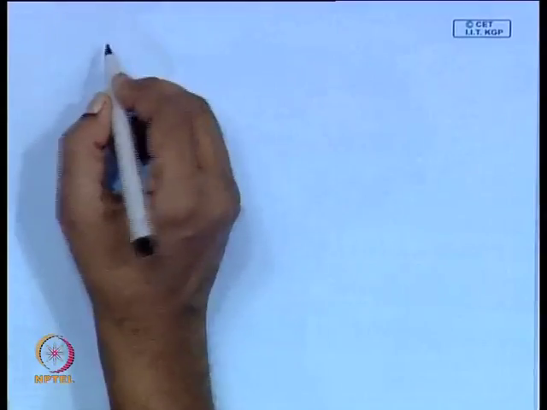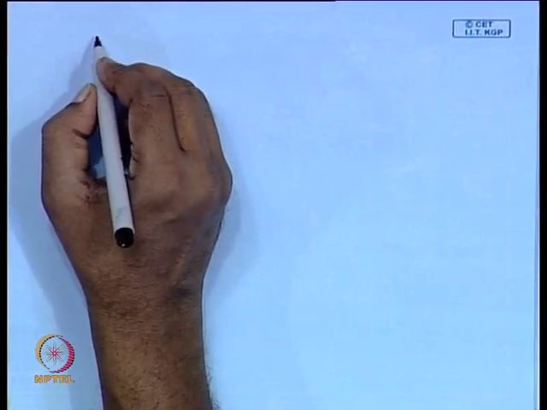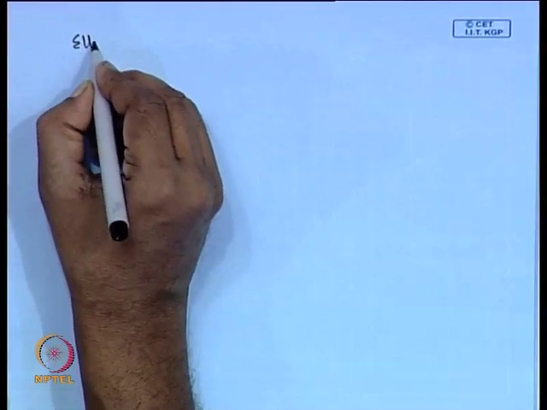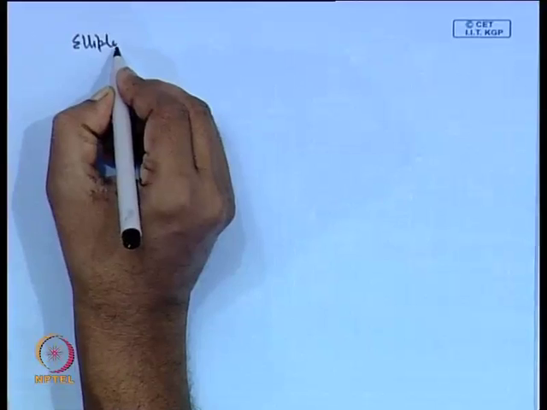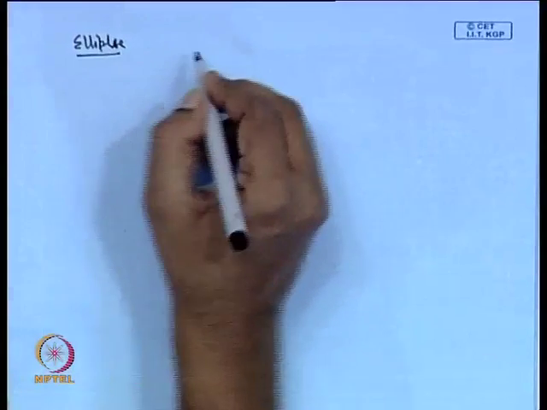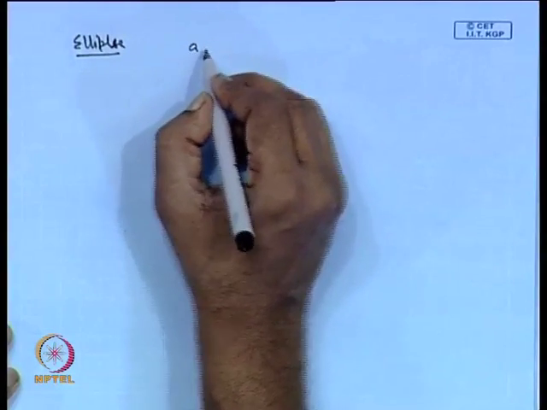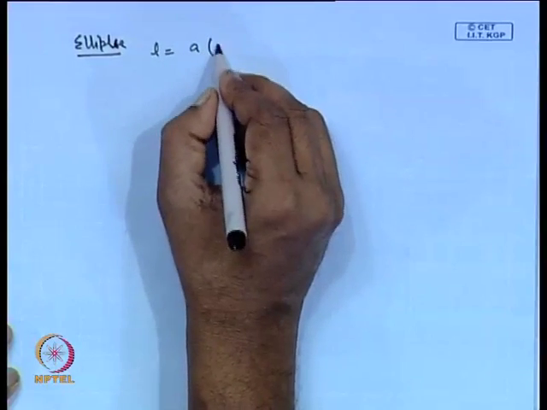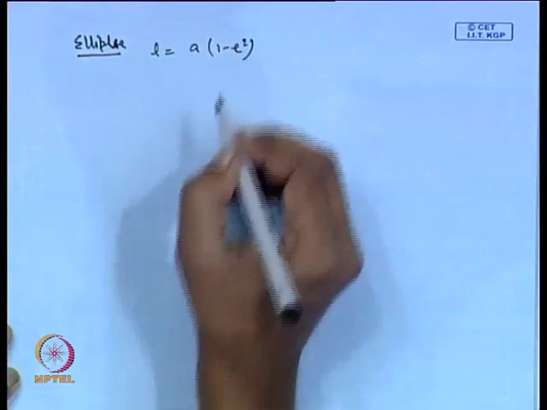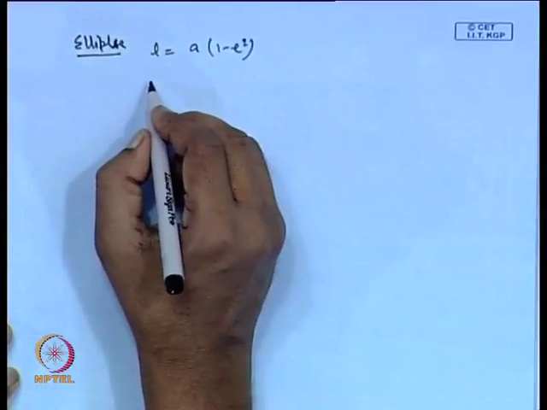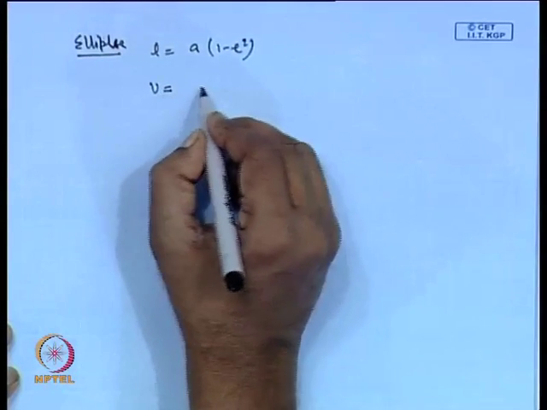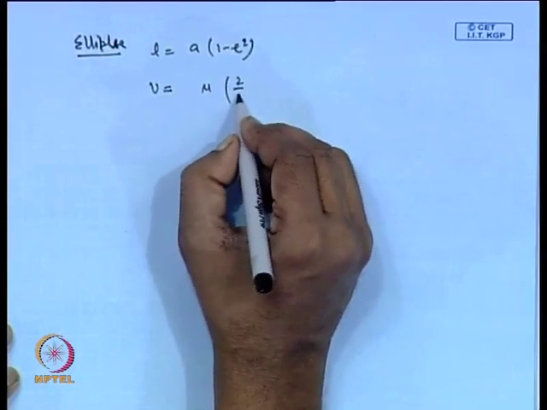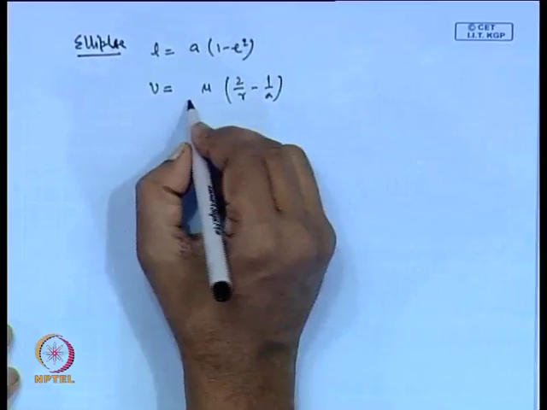So, the equation that we have derived, this is for an ellipse. For an ellipse we have L is equal to a times 1 minus e square. Therefore, for an ellipse the V will be given by root of mu times 2 by r minus 1 by a.